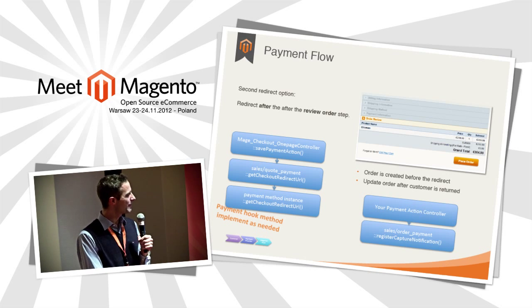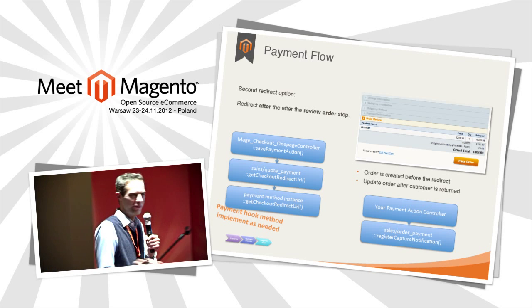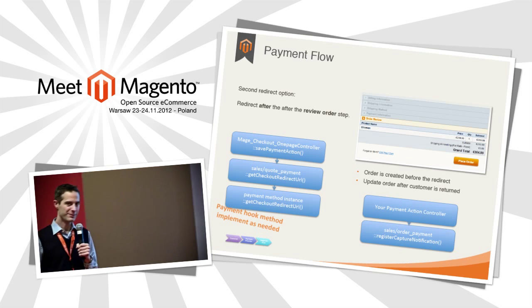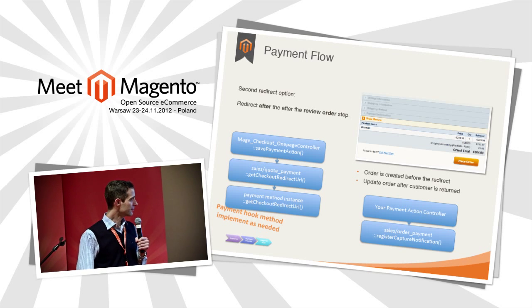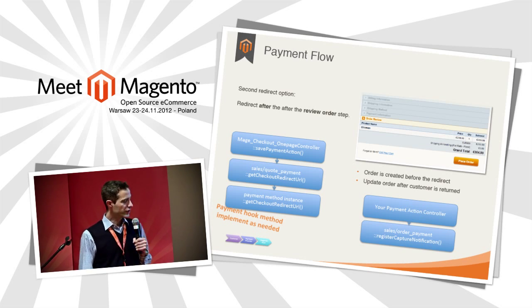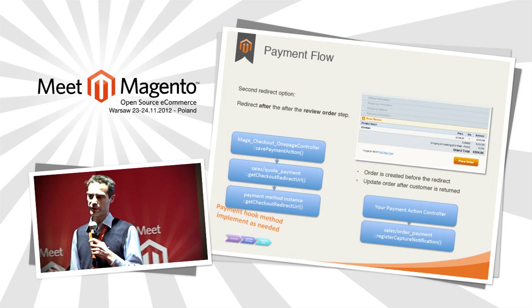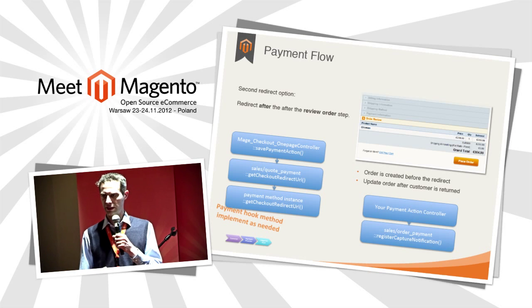So there's a different method that you need to implement, and otherwise it's the same. You just return the URL, and the customer is redirected there. So the order will be created at that point in time in the database, and you will be responsible for somehow updating the order later on.